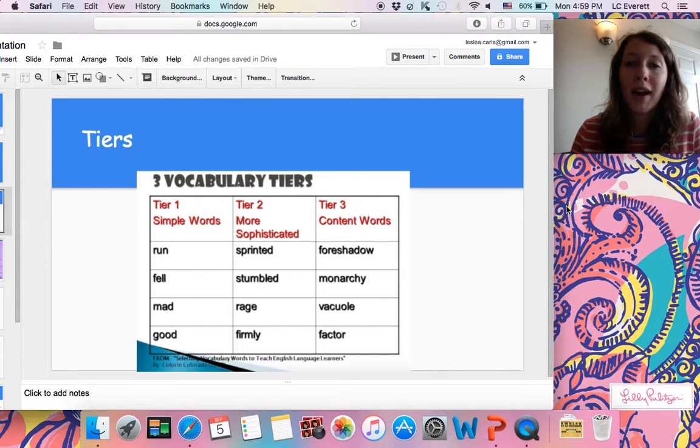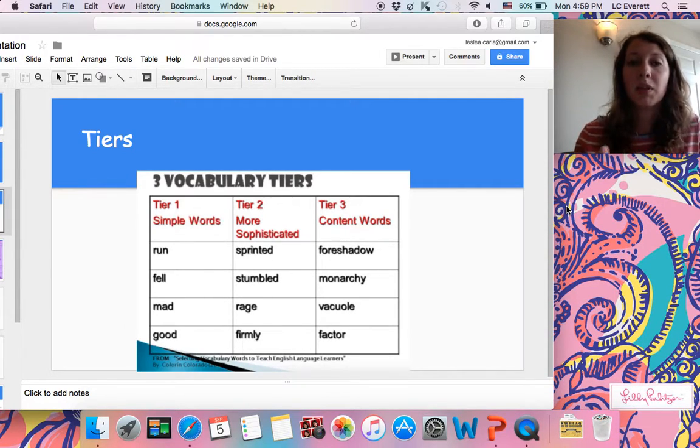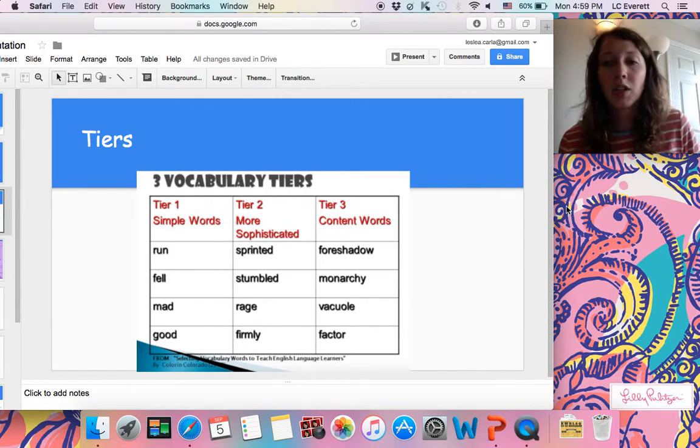So rage, a kid isn't generally going to know automatically what rage is, so that would be a good word to use. Or stumbled, you can use these words in conjunction with tier 1 words like we see here, like sprinted and run, stumbled and fell. They mean similar things, but it's a more sophisticated, more complex word to work with.